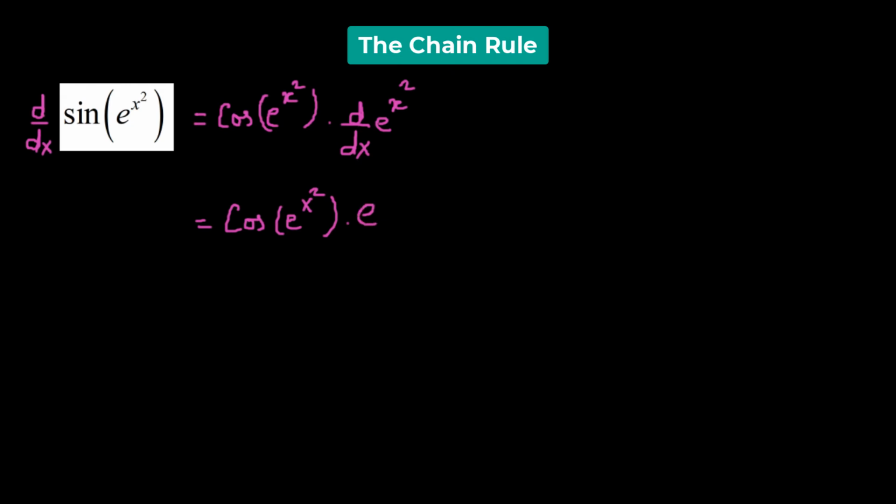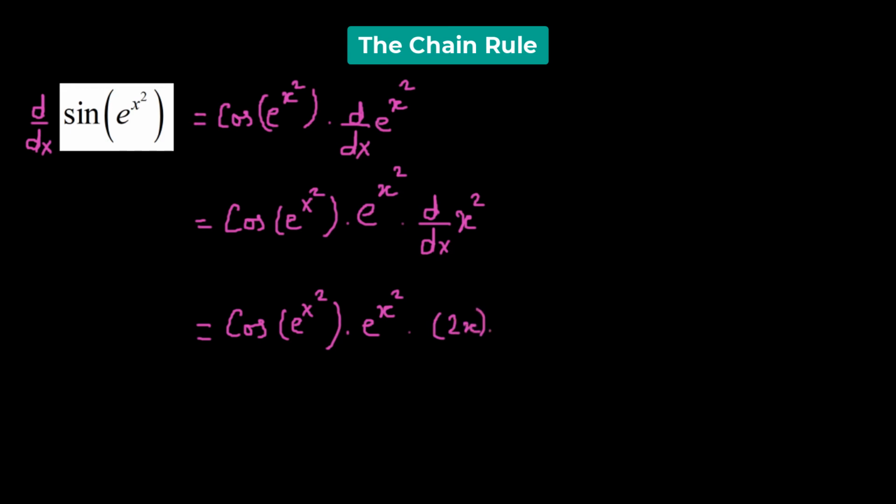So we have cosine of e raised to the power of x squared multiplied by the derivative of the exponential function, e raised to the power of x squared. So we should get e raised to the power of x squared, the function itself, multiplied by the derivative of the assumption that x squared is equal to x. So we find the derivative of x squared. So our final answer will be cosine of e raised to the power of x squared times e raised to the power of x squared times the derivative of x squared, which is twice x. So let us move on to the next question.